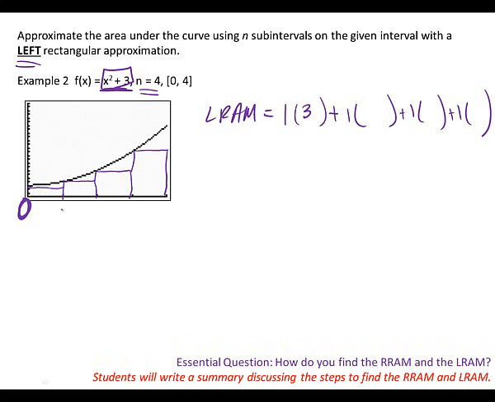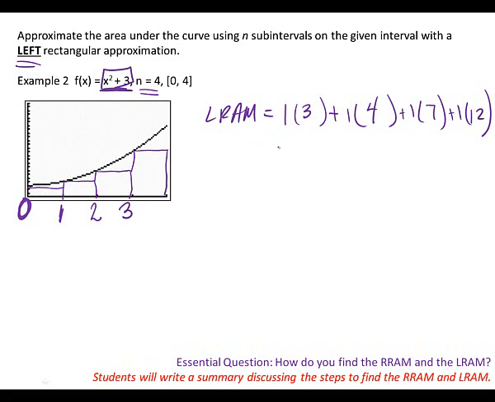All right, what number am I putting in next? 1. What's 1 squared plus 3? 4. All right, what number am I putting in next? 2. 2 squared plus 3? Good. This time what's my last number that I'm going to put in? 3. 3 squared is 9, plus 3 is 12.